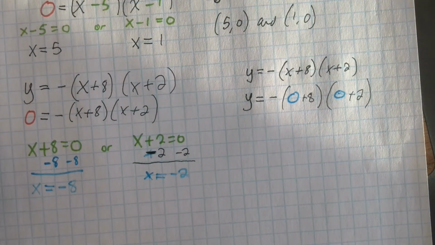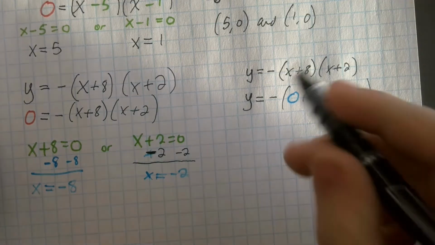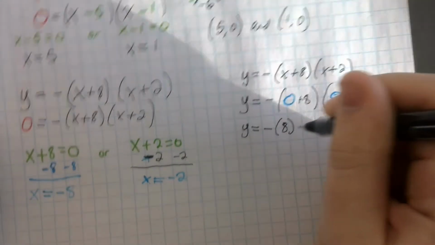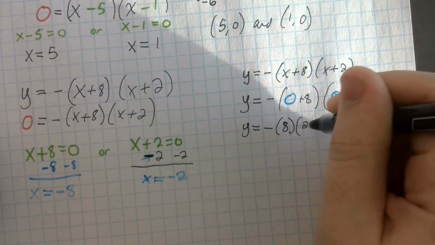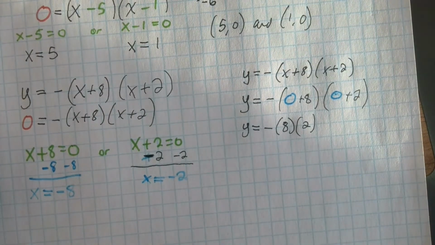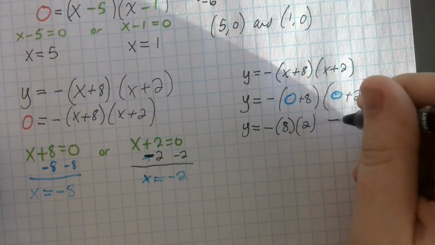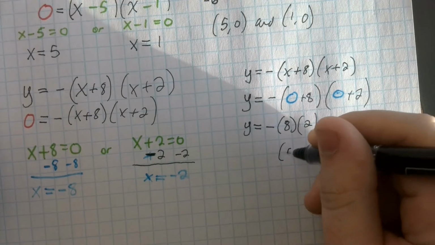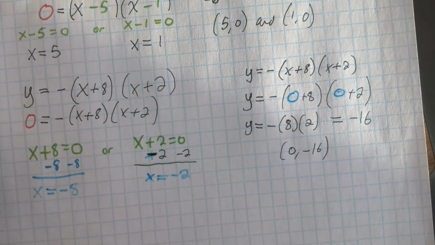This can be simplified really easily. I mean, what's 0 plus 8? It's just going to give us 8, right? And what's 0 plus 2? It's just going to give us 2. So our y-intercept should be negative 8 times 2, which is negative 16. Our y-intercept is at (0, negative 16).